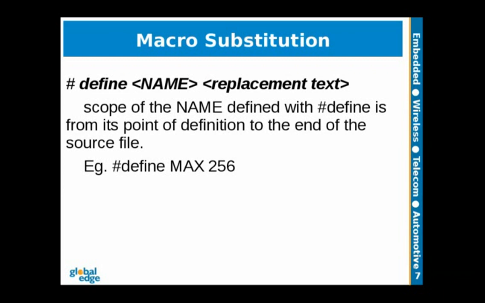So this is one directive which will be helpful in very many cases, and most prominently used, I would say. If you ask me what is the most prominently used macro after include, it is define. And what you have to remember is the scope of the symbol defined within this define directive is from its point of definition to the end of the source file.